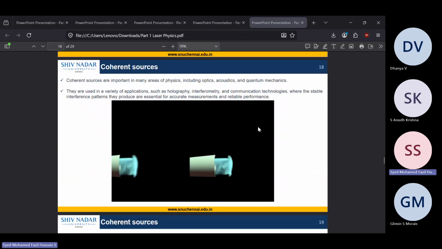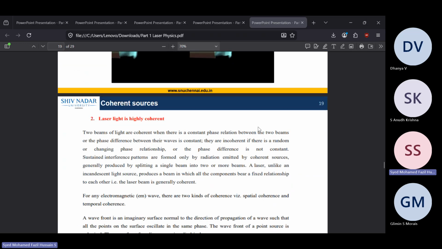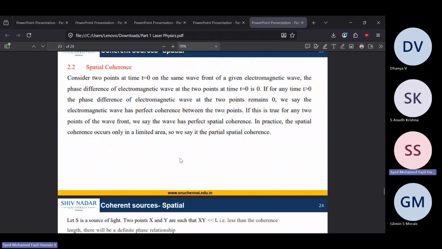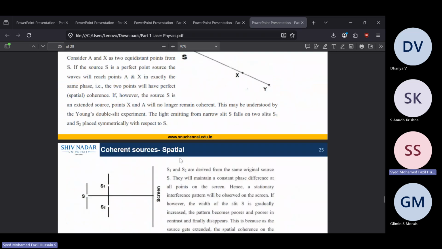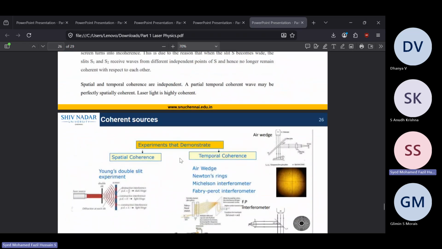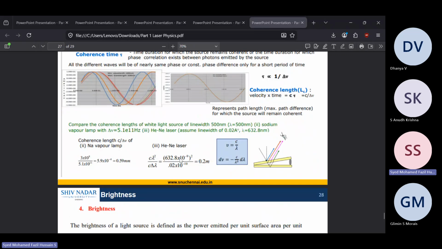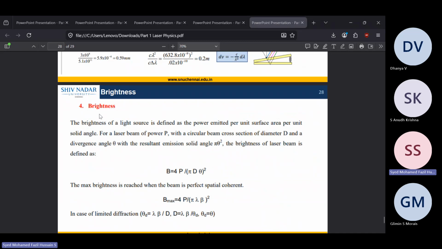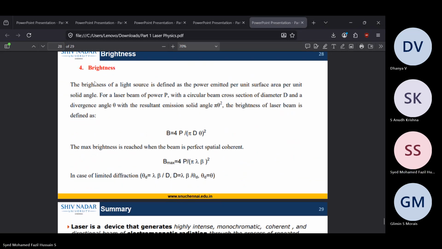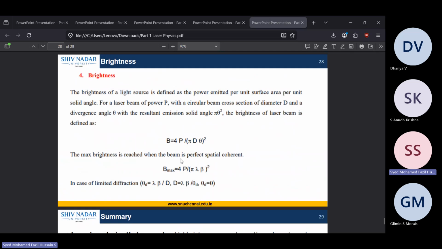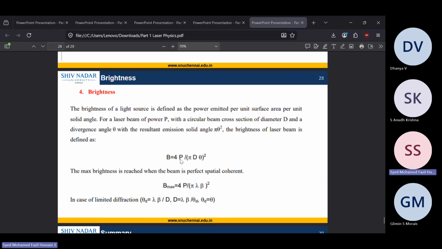So basically, that is what coherence is. The temporal coherence and the spatial coherence are not so important as far as the exams are concerned. I'm just explaining those properties and the things that we are required to write in the exams. And this formula tells about the brightness of a laser.